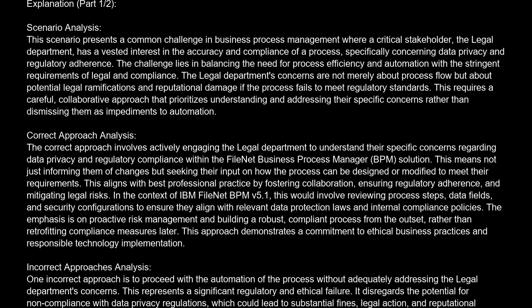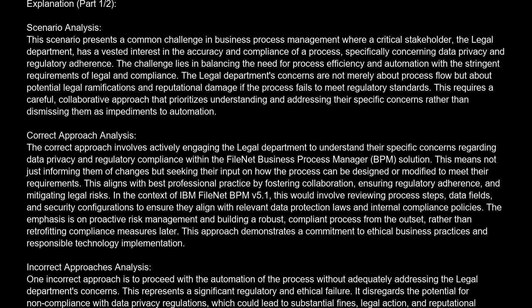This requires a careful, collaborative approach that prioritizes understanding and addressing their specific concerns, rather than dismissing them as impediments to automation. Correct approach analysis. The correct approach involves actively engaging the legal department to understand their specific concerns regarding data privacy and regulatory compliance within the FileNet Business Process Manager, BPM, solution. This means not just informing them of changes, but seeking their input on how the process can be designed or modified to meet their requirements. This aligns with best professional practice by fostering collaboration, ensuring regulatory adherence, and mitigating legal risks.